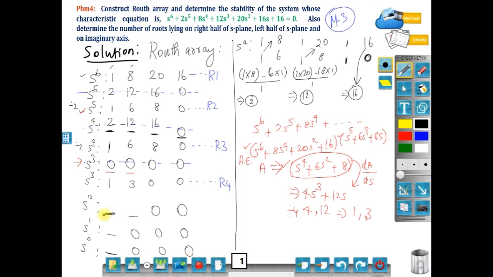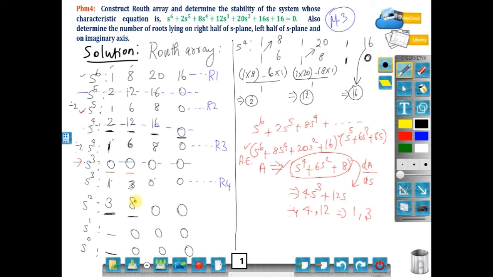Now S power 2, I mean this value. We will take this matrix 1, 6, 1, 3. 6 minus 3 divided by 1, am I right? Answer is 3. Similarly, for this place, we will consider the matrix like 1, 8, 1, 0. Of course, the answer is 8.